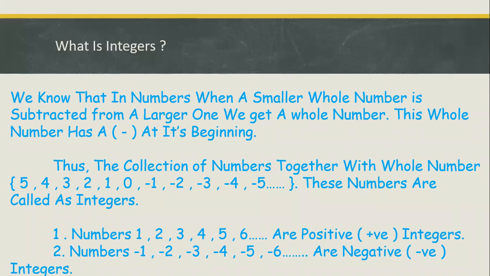There are two types of integers, positive integers and negative integers. Positive integers, numbers such as 1, 2, 3, 4, 5, 6, and so on, start with a plus sign. Negative integers, numbers such as minus 1, minus 2, minus 3, minus 4, minus 5, minus 6, and so on, start with a minus sign.